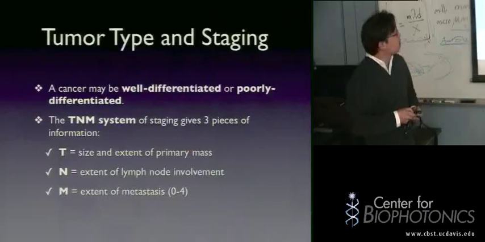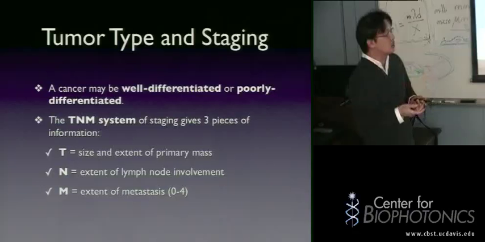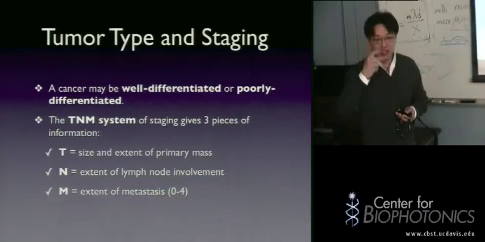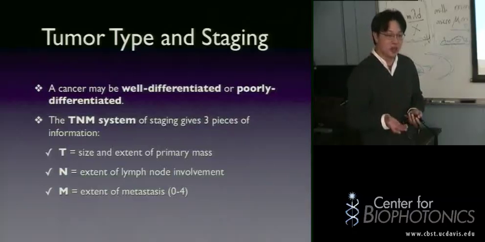In terms of characterizing cancers, they are usually characterized by the type and the stage. You can have a cancer which is well differentiated or poorly differentiated. An example of a poorly differentiated tumor would be a tumor of, say, an early stem cell, where you can't tell what it is. It could be lung. It could be brain.